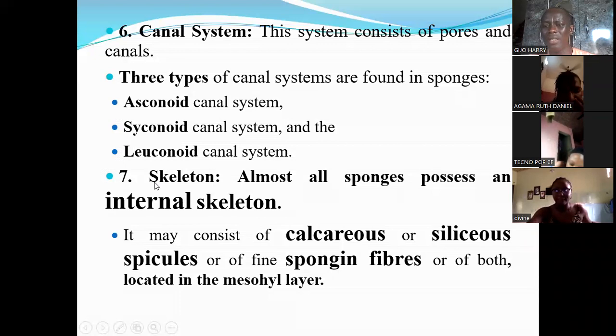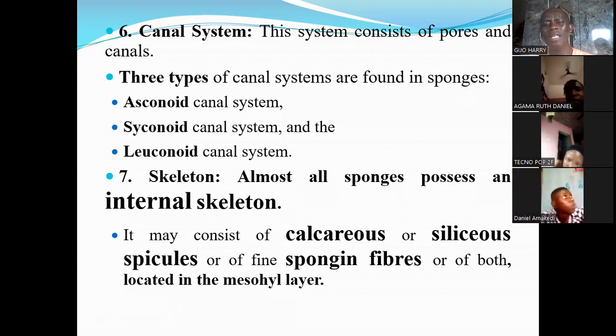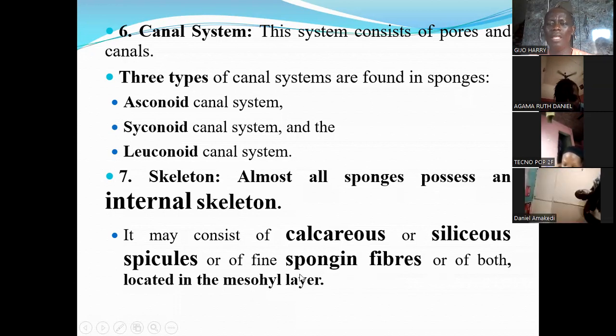What about the skeletal system? The seventh characteristic of the sponges is that they possess an internal skeleton, an endoskeleton, and this skeletal system is in between their germ layers. The internal skeleton is made up of spicules. The spicules can be calcareous, made up of calcium carbonate, or siliceous, made up of silicon, or they may be made up of spongin fibers, and they are located in the mesoglea layer of the sponges.